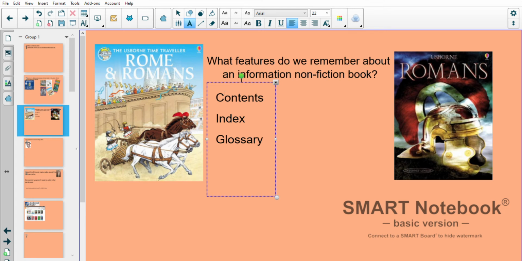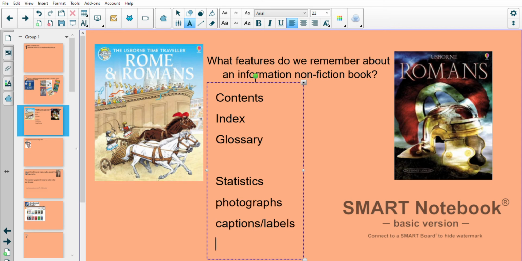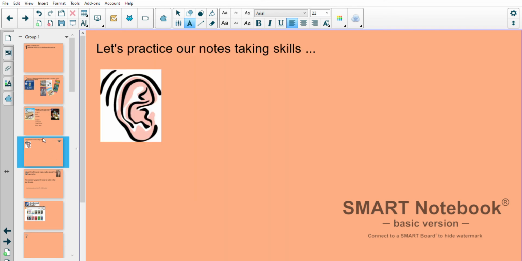Other things you might find in the actual writing are statistics, so numbers and what percentage of things, how much things were. You might find photographs or illustrations. Okay, you might find captions underneath those photos. Or you might call those labels, and that tells you what the picture is about. You then also might have lots of facts, and you might have tables. That's not what you write on, but tables of boxes of information. Okay? But today's session is about note-taking.